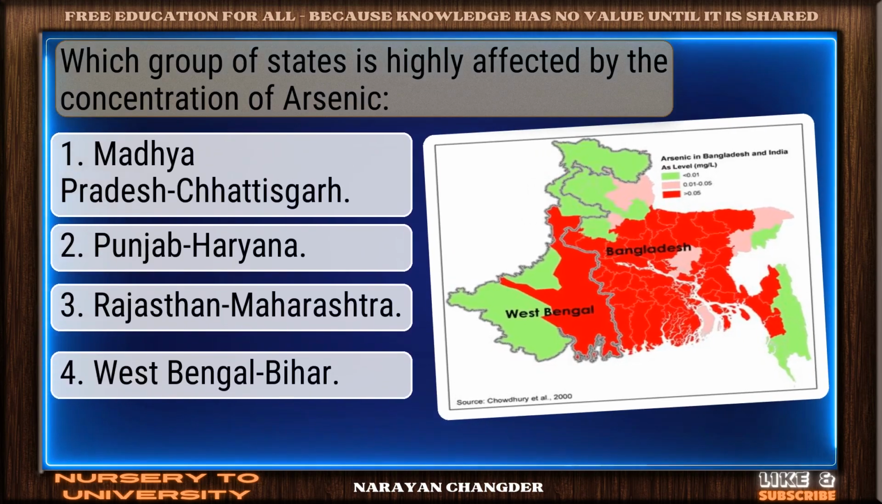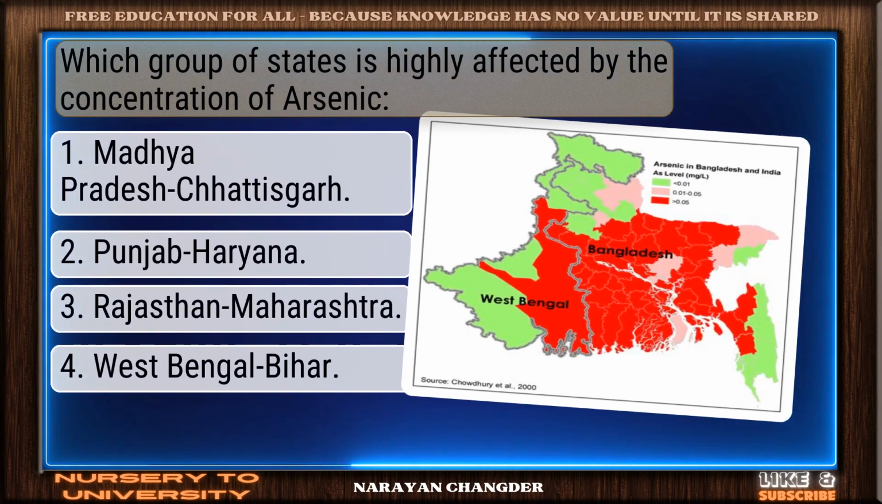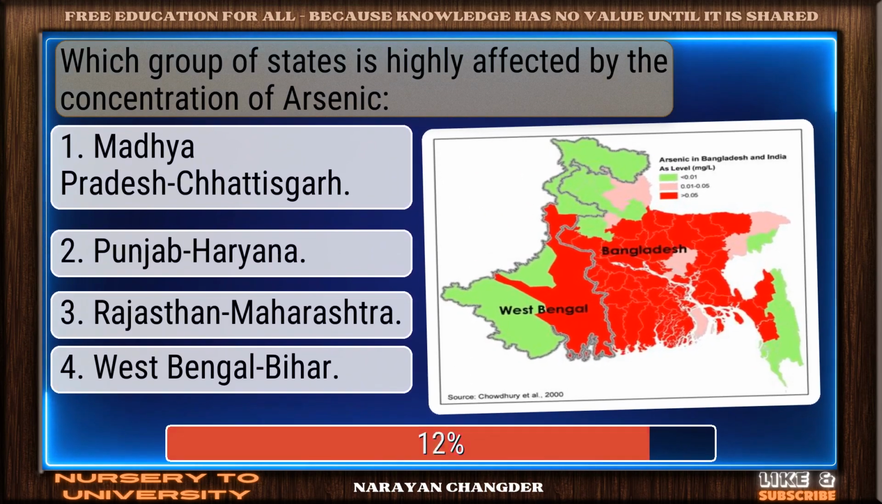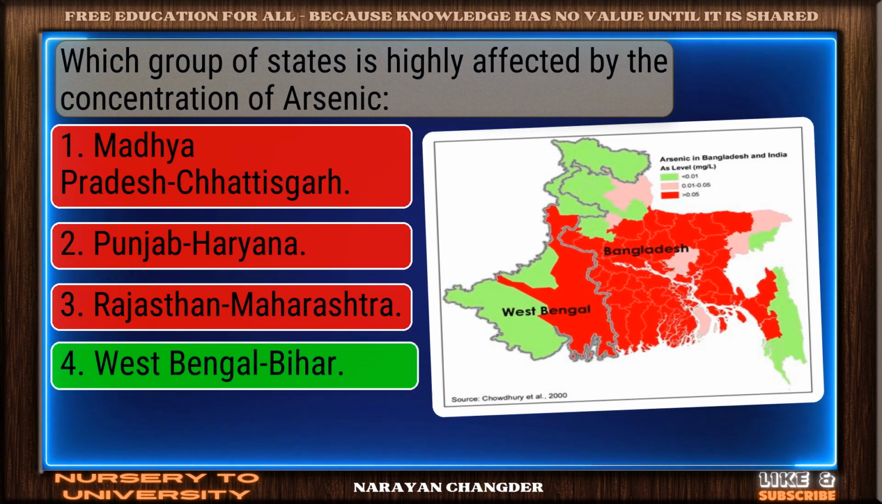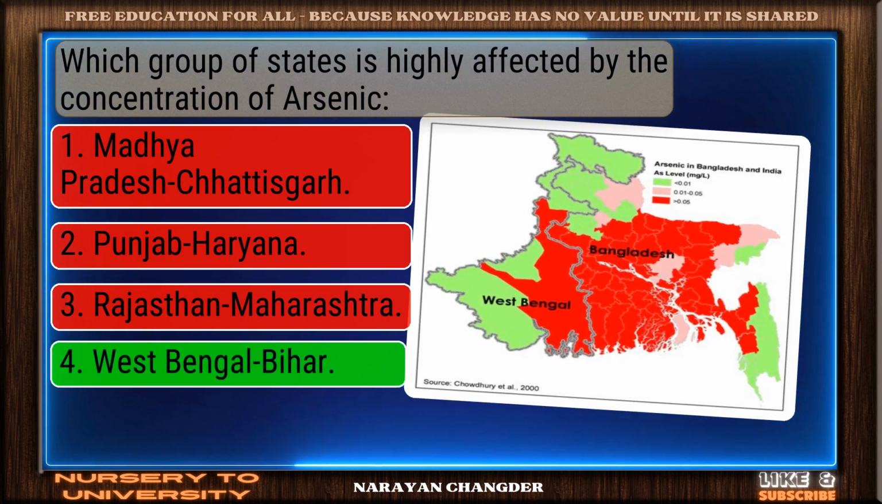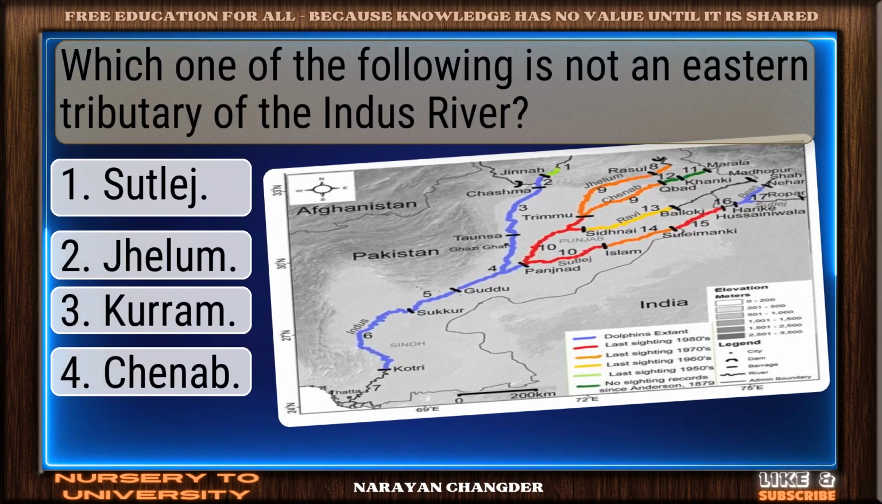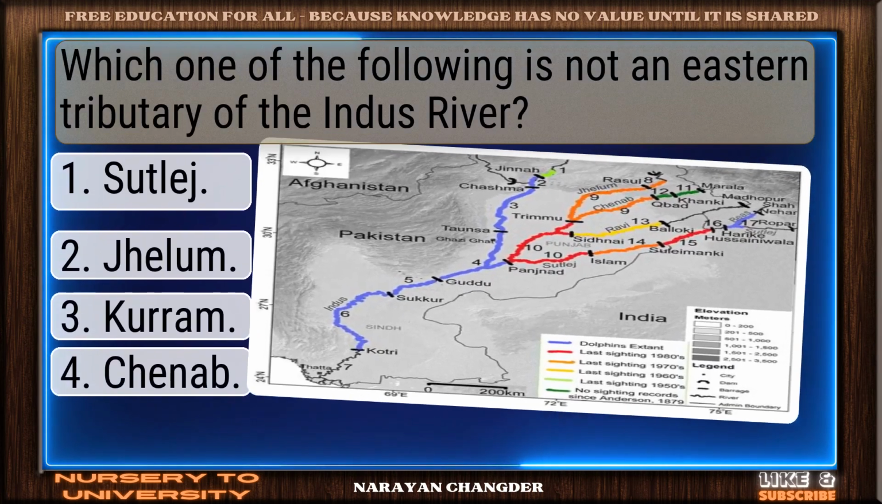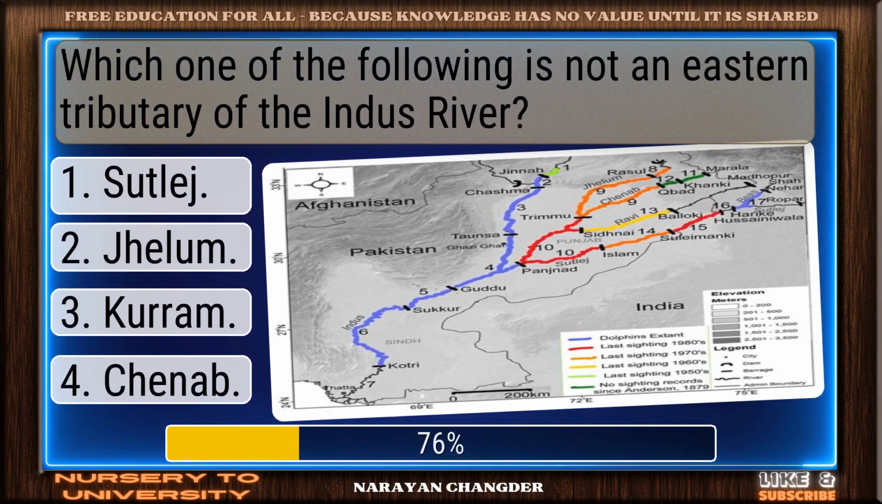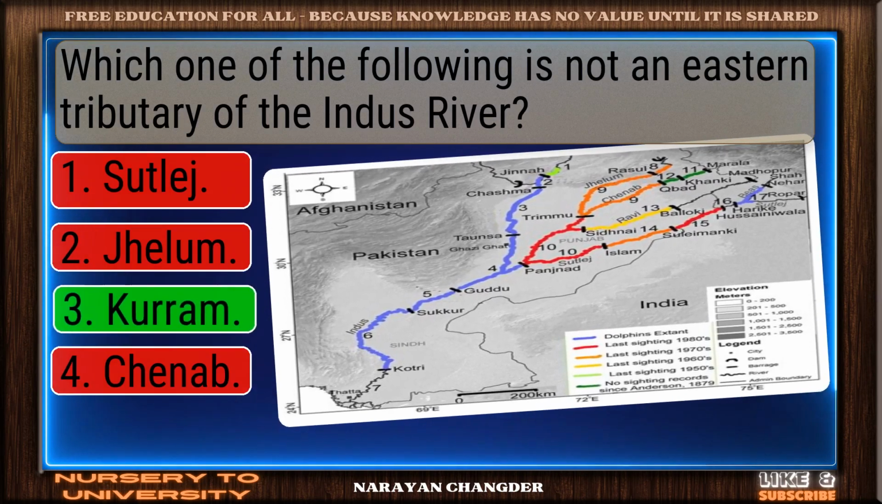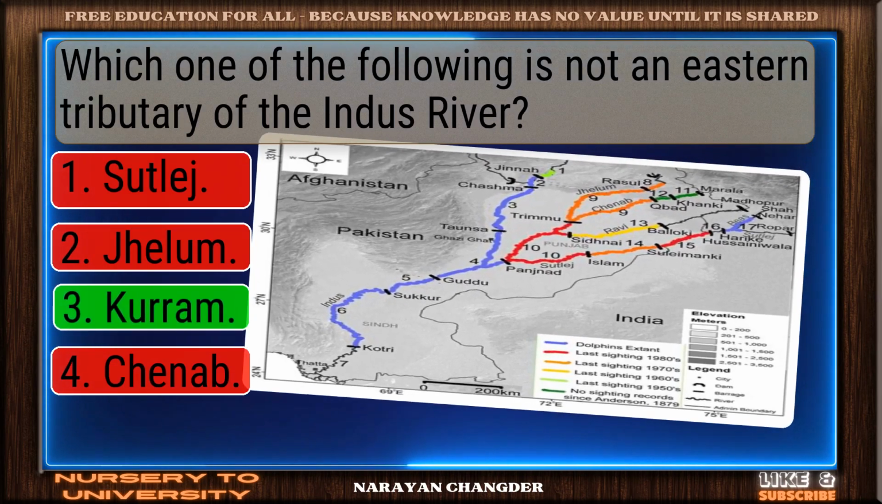Which group of states is highly affected by the concentration of arsenic? Excellent choice. West Bengal Bihar is right. Which one of the following is not an eastern tributary of the Indus River? Excellent. Kuram is well reasoned.